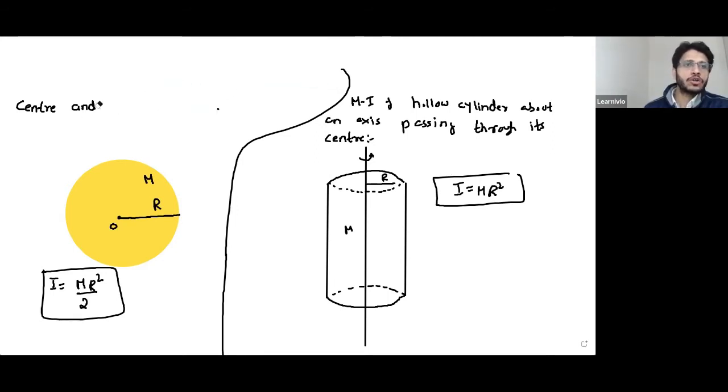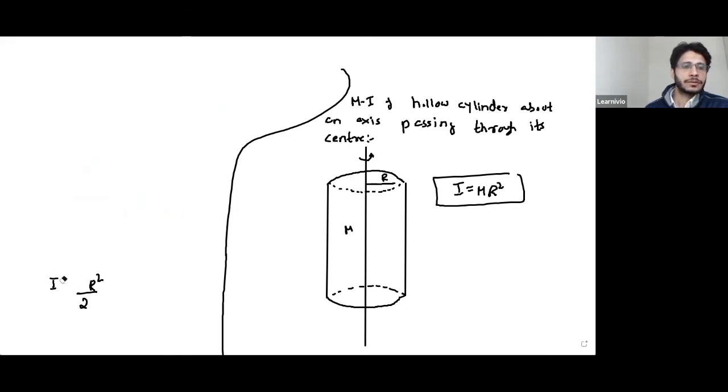Instead of hollow cylinder, if I take a solid cylinder, then for the solid cylinder, it comes out to be mr squared by 2. So the moment of inertia of hollow cylinder matched with that of ring, but that of a solid cylinder matched with that of disk. Then you have hollow sphere.